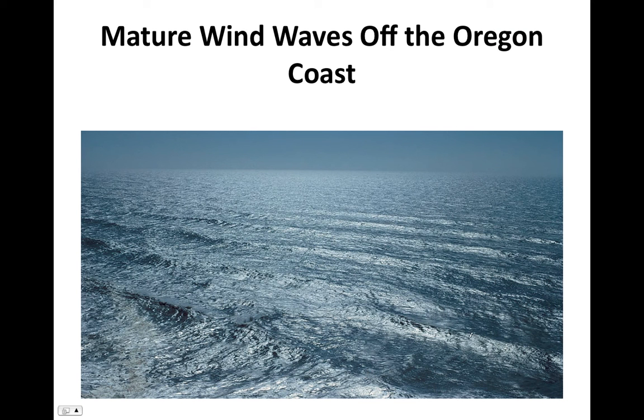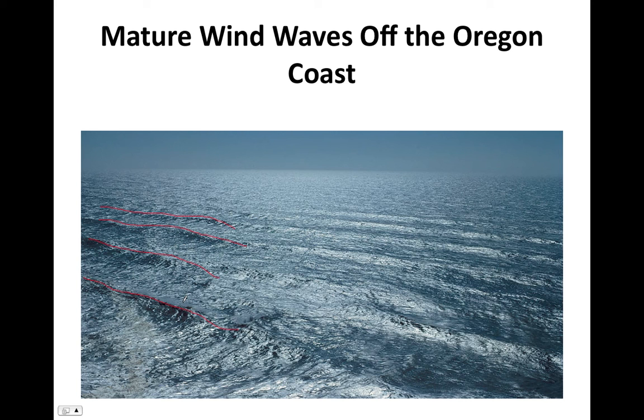Here we can see mature wind waves off the coast of Oregon, and this is a swell. So you can see what a swell is. Here's a crest, here's a crest, here's a crest. These waves are of uniform wavelength. Because of dispersion, these waves have separated from waves of different wavelength, because not all these waves are traveling at the same speed.